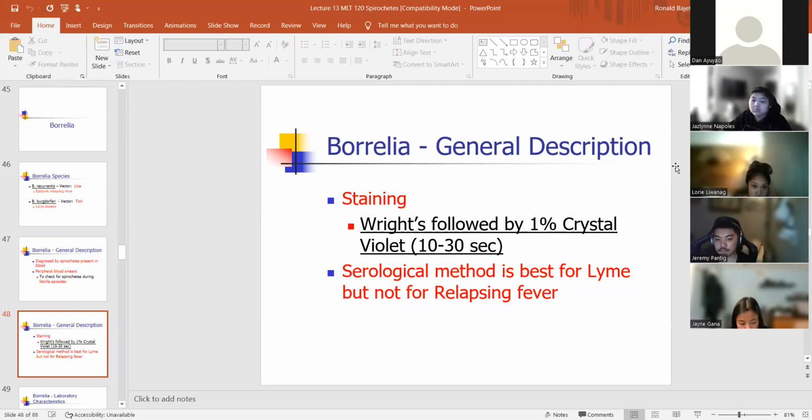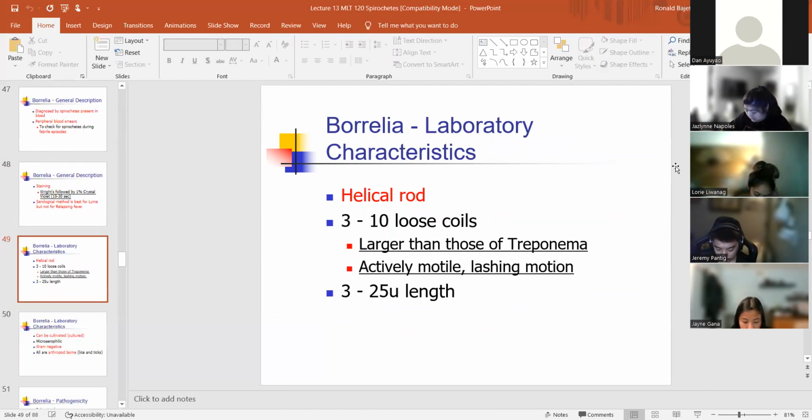Serologic method is also best for Lyme disease, but not for relapsing fever. So if I want to look for Lyme disease, then I will request a serologic test.